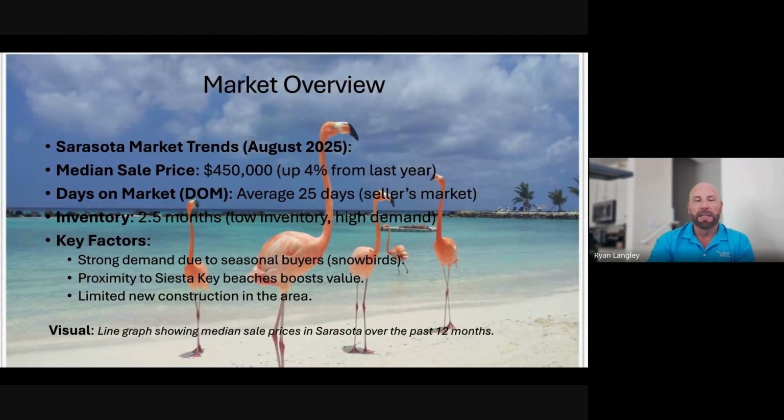Market overview, and I just threw this picture up for Sarasota. They didn't have a Sarasota picture, but you're going to have pictures of the actual house and the actual area. I just picked a beach, but these are Sarasota things, right? This is the market, and this is fake. Median sale price $450, average 25 days. This is a seller's market. Obviously, this is not real. Inventory 2.5 months. Key factor: strong demand due to seasonal buyers. Proximity to Siesta Key beaches boosts value. Limited new construction in the area. So there you go.